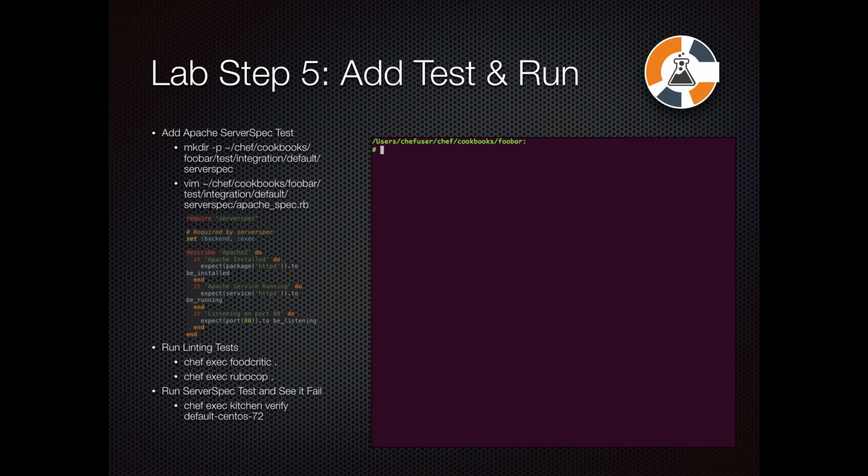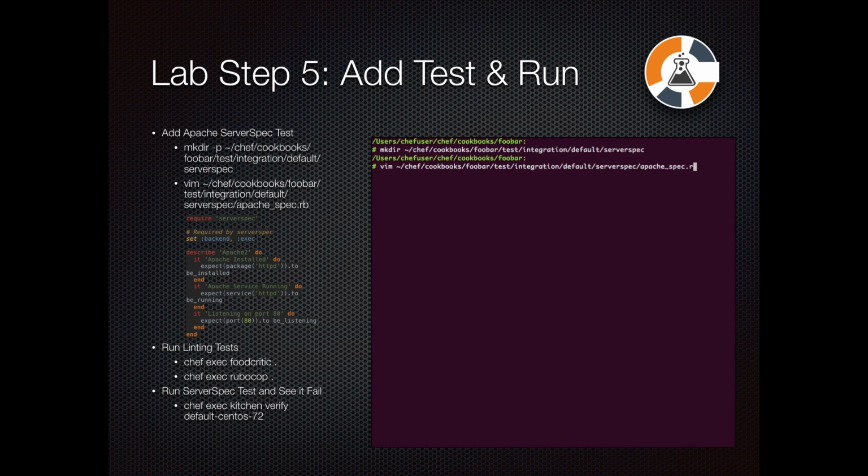Then we're going to lint it. So we're going to do Foodcritic, we're going to do RuboCop, and fix anything that we might have wrong. After using RuboCop for a while, you'll learn you need an empty line at the end of all your Ruby files, and only one space between, and a space after the comment hash and stuff like that.